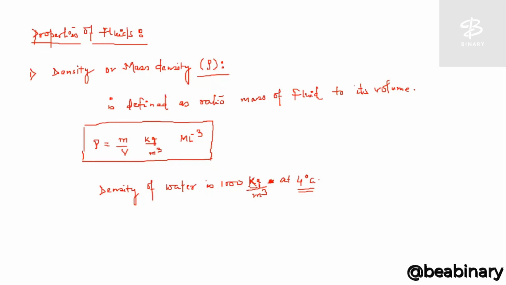So at 4 degree centigrade, the water density is maximum. It means that that is the value of 1000. Okay. At any temperature, the water density will be less than 1000. It means that at 4 degree centigrade, the water density is maximum and the value is 1000.